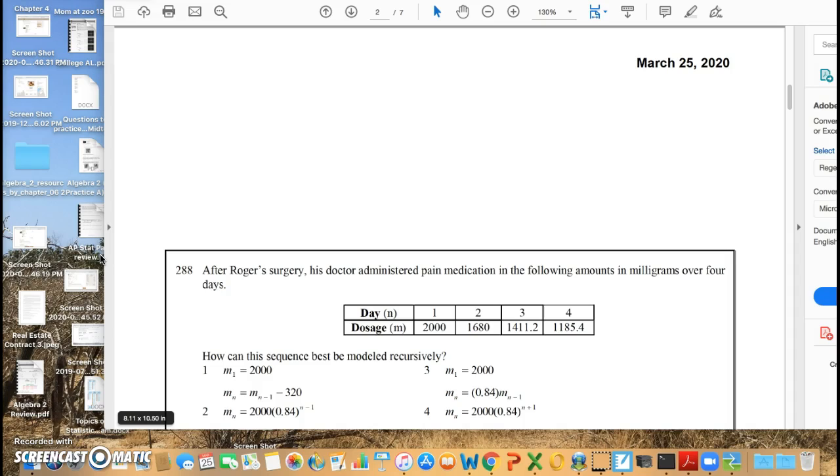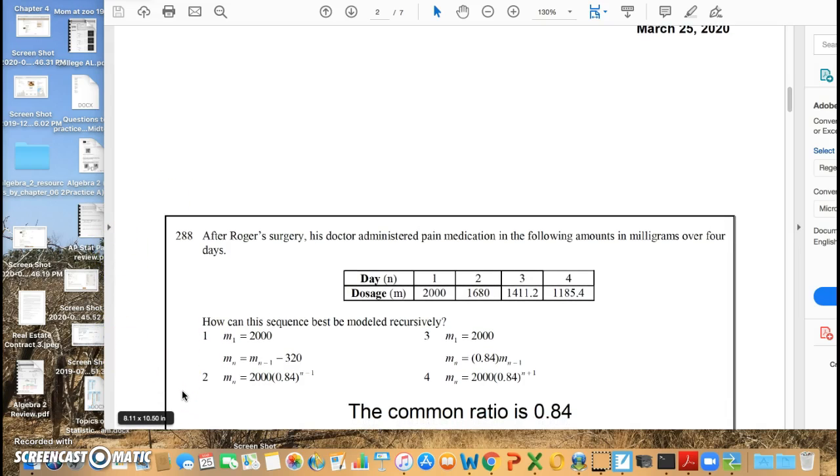After Roger's surgery, his doctor administered pain medication in the following amounts in milligrams over 4 days. These are your a sub n's. So this would be a sub 1, 2,000. That's the dosage. A sub 2 is 1,680, and so on. How can this sequence best be modeled recursively? Right away you can see they want us to use the recursive formula, so you can cross out the explicit ones.